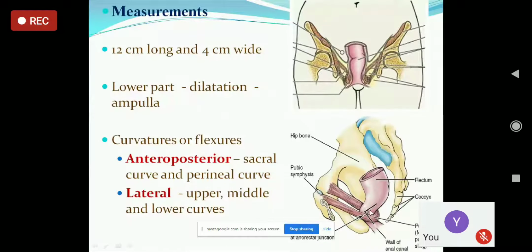Look at it. This is in front of the sacrum, so this is the sacral curve, whereas this bulging is the perineal curve. Talking about the lateral curve, it has upper, middle, and lower curves. So we will study the details about these upper, middle, and lower curves.